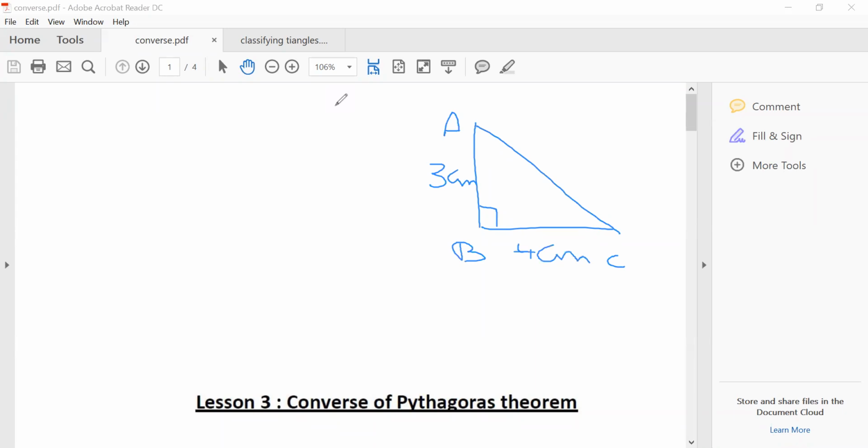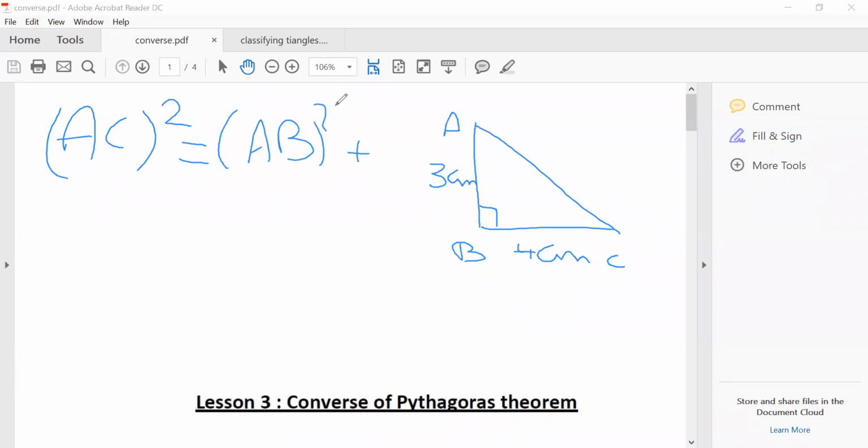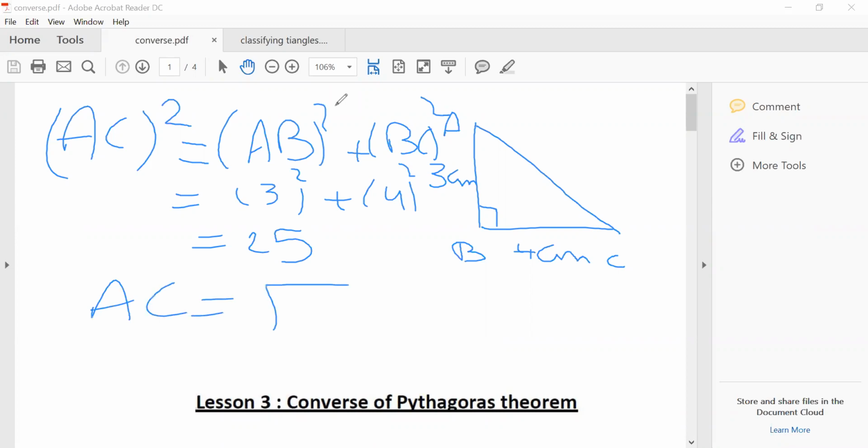I can get the length of the side AC by applying Pythagoras theorem, which says that AC squared, because this is the hypotenuse, which will be the longest side in the triangle, equals AB squared plus BC squared, right? And it is equal to 3 squared plus 4 squared, which is 9 plus 16 equals 25. So AC equals root 25, and I didn't take the negative here because the negative is refused. There is no length in negative, 5 centimeters.